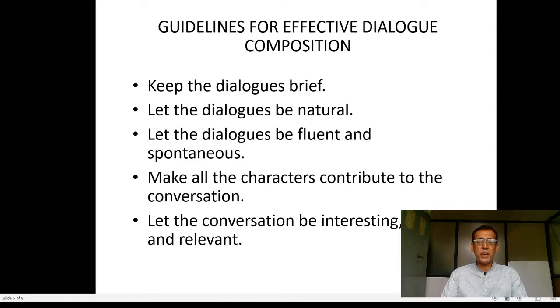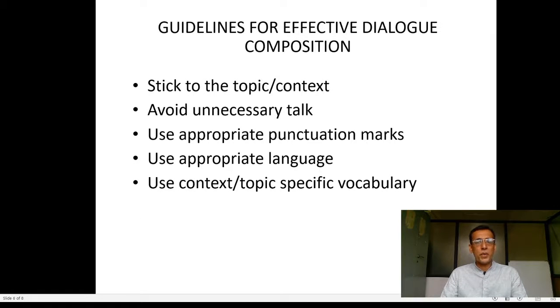You need to make your dialogues interesting and realistic. It should look as if the characters are speaking in a real life situation. So make it realistic as well as relevant. It should be relevant to the topic assigned. Stick to the topic or context. As I told you just now, stick to the topic, stick to the context. Don't move away from the topic given, or don't discuss something other than the topic, so that you can avoid unnecessary talk. Beating around the bush, that is talking what is not necessary.